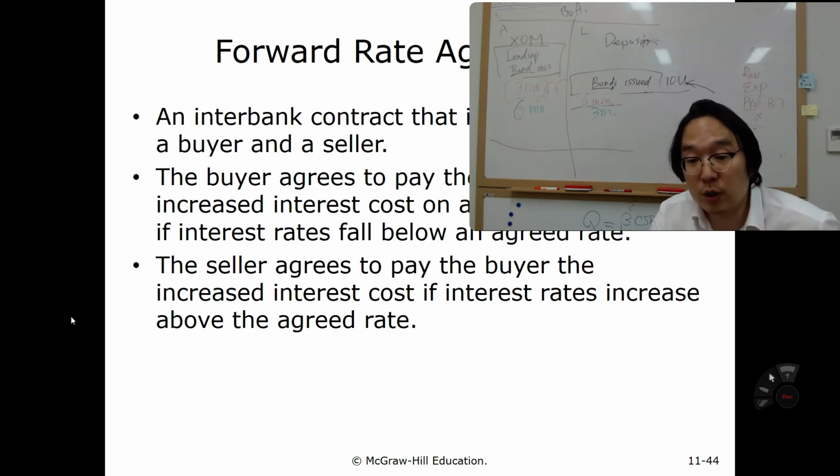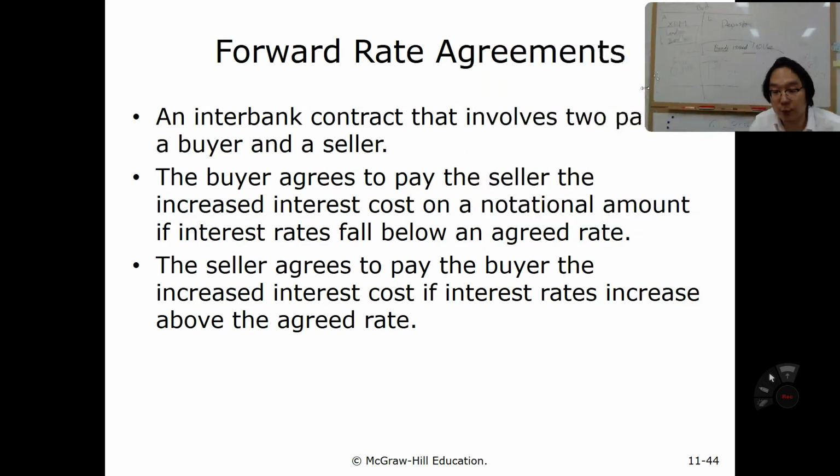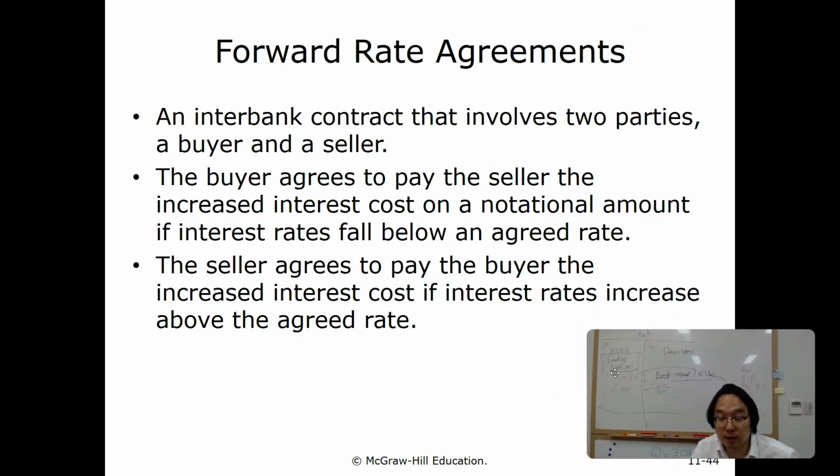So forward rate agreement is there for you in the international banking market. This is the interbank contract that involves two parties, buyers and sellers. The buyer agrees to pay the seller the increased interest cost in a notional amount if interest rates fall below an agreed rate. A seller agrees to pay the buyer the increased interest if interest rates increase above the agreed rate. Okay, so that's forward rate agreement.